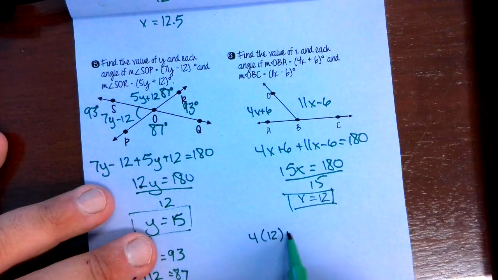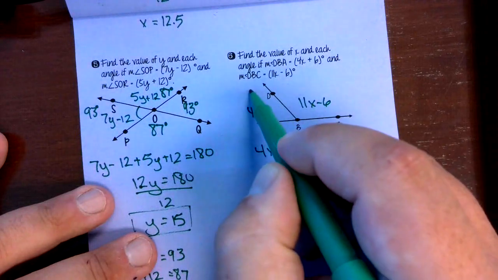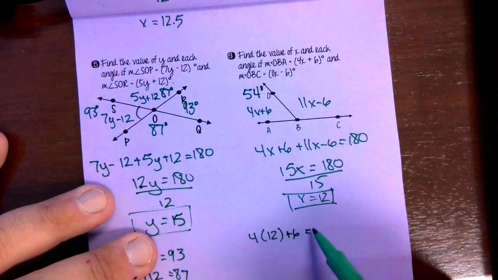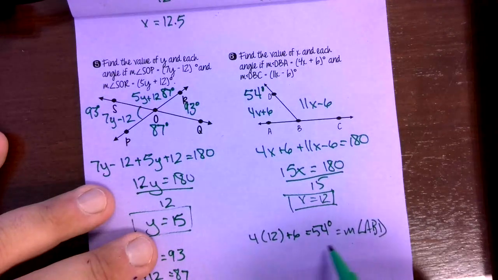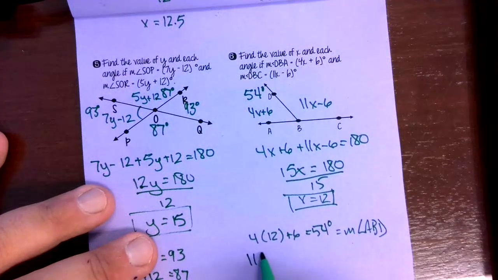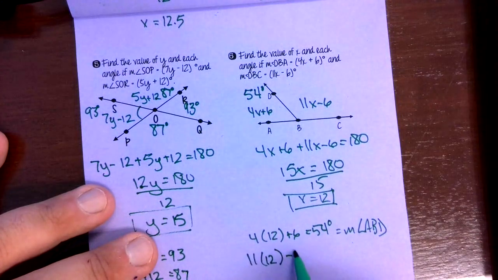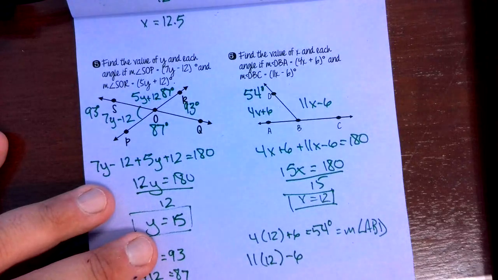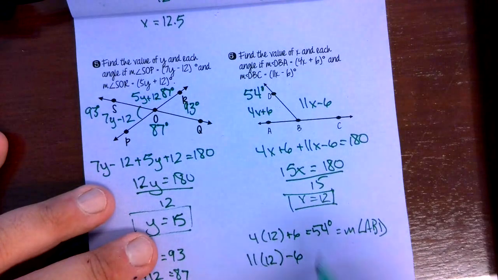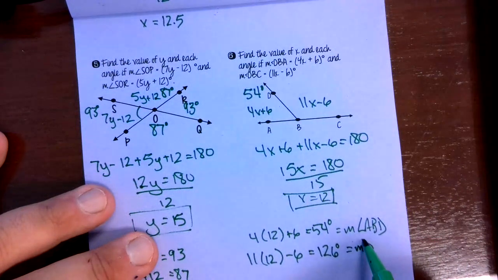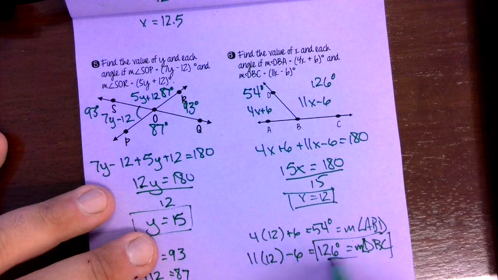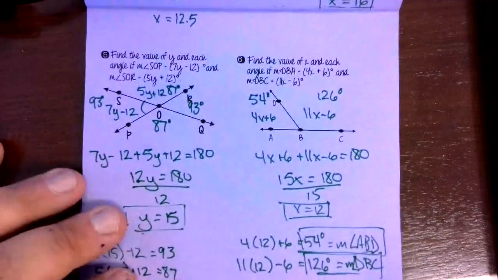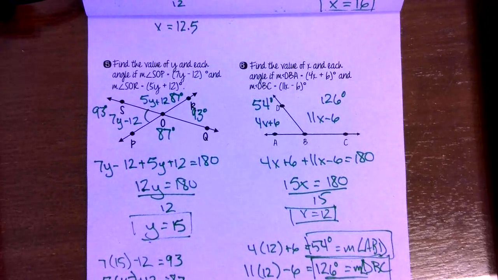4 times 12 plus 6. 48 plus 6. 54 degrees. And then over here, 11 times 12 minus 6. That is 132 minus 6 is 126 for DBC. There we go. So those are all adding to 180.